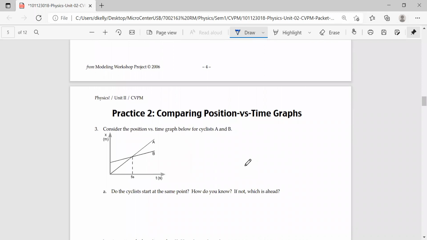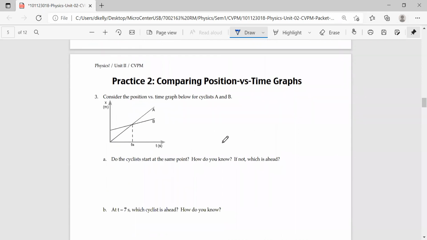All right. Now, page 5, we are going to take a look at this position time graph and answer some questions related to it. Let's consider the position versus time graph below for cyclist A and cyclist B. We can now answer this question: do the cyclists start at the same point?